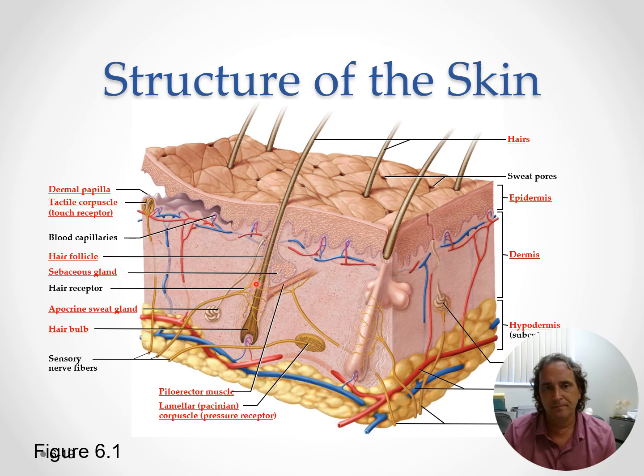You do have the bulb, the root, and the shaft. You have the piloerector muscle that is attached to a hair follicle. You have the sebaceous gland that surrounds the hair follicle that's secreting the sebum. You have the merocrine gland that is going to the surface of the skin, and the apocrine gland, which is going to a nearby hair follicle. But here's the tricky part about that. I'll tell you about it on the next slide.